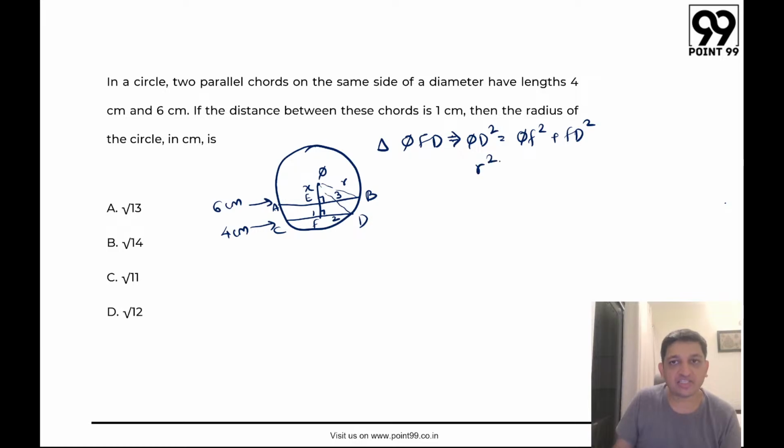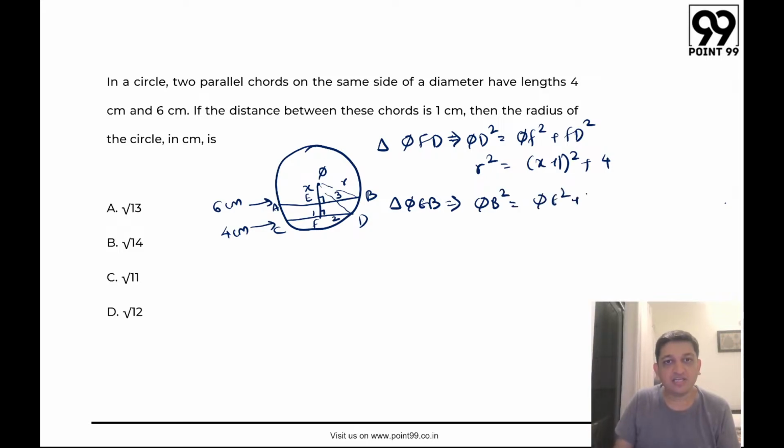तो OD square तो R square है. R square is nothing but OF square, that is X plus 1 the whole square plus FD square, which is 2 square, that is 4. In triangle OEB, again if you look at this, you will get OB square is equal to OE square plus EB square. ठीक है. Now OB is again R, तो R square आ जाएगा. OE square is nothing but X square and EB square is 3 square, that is 9.